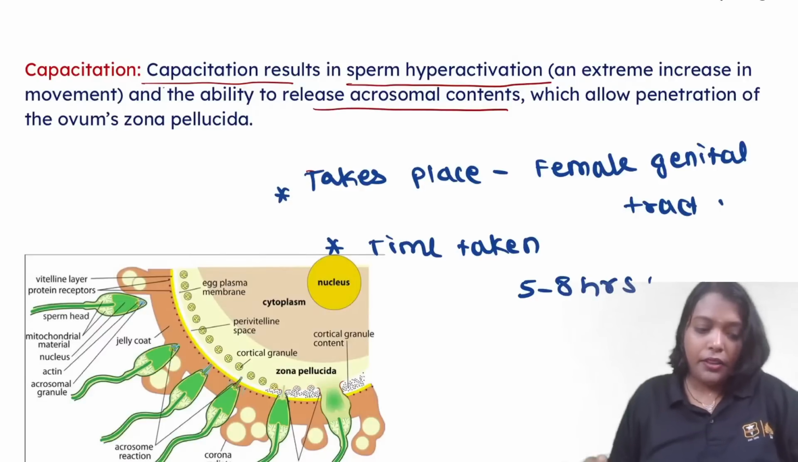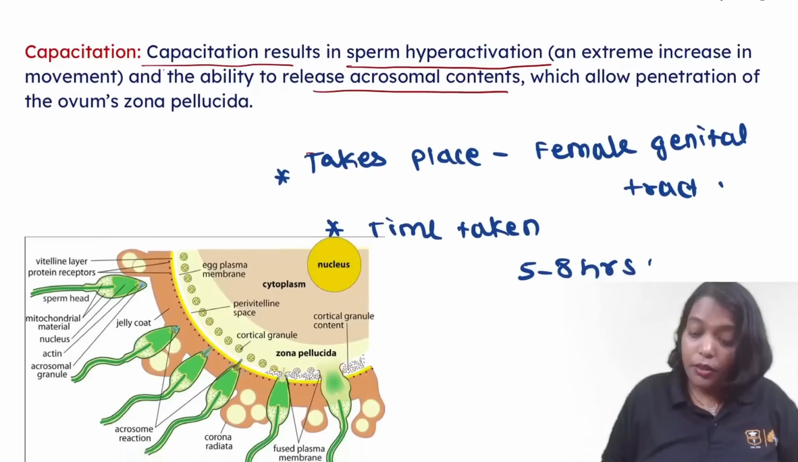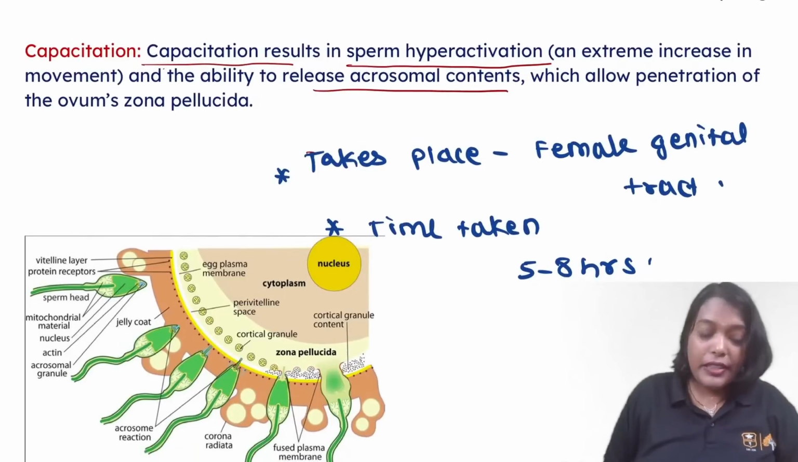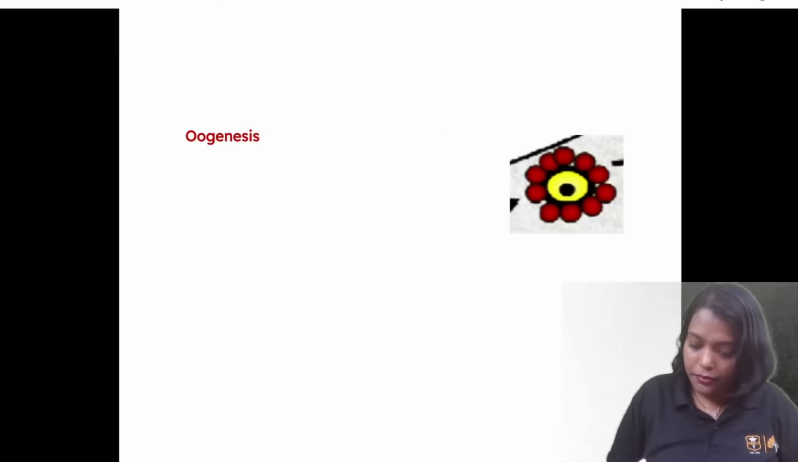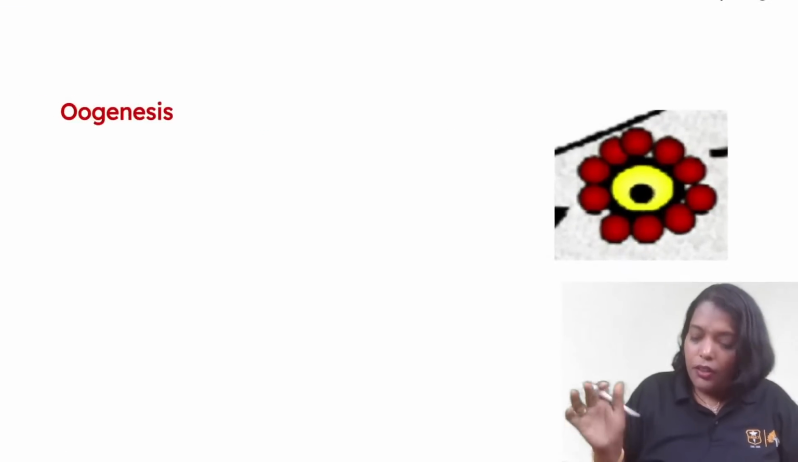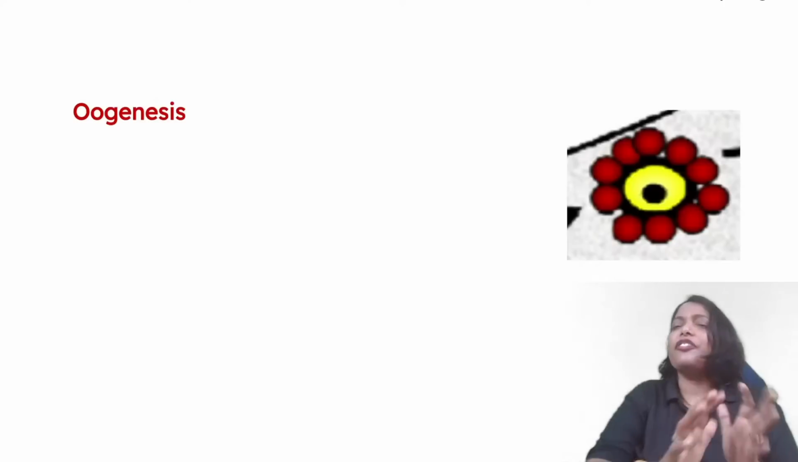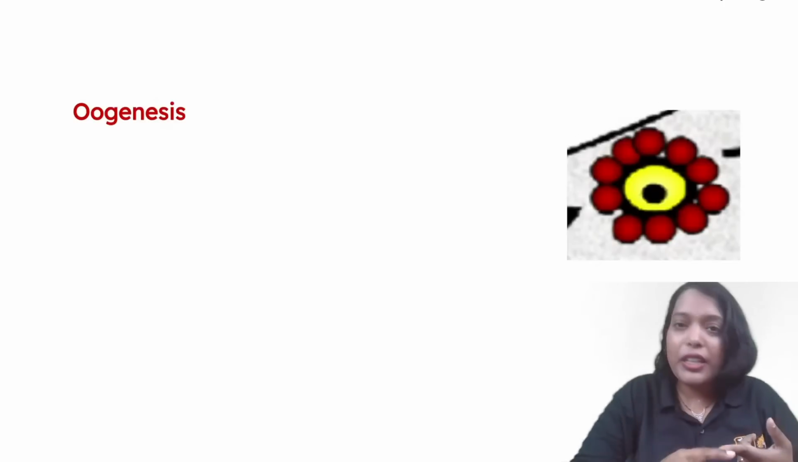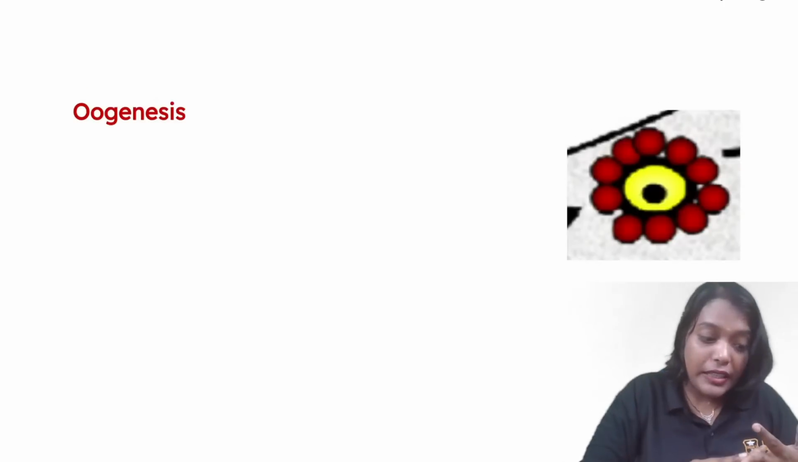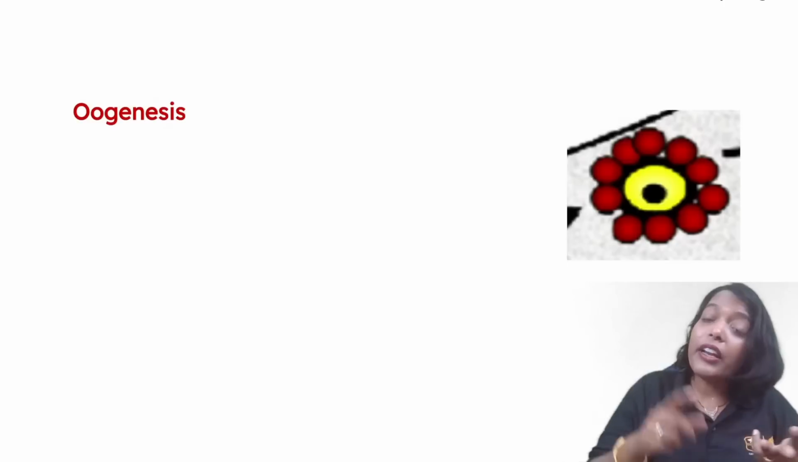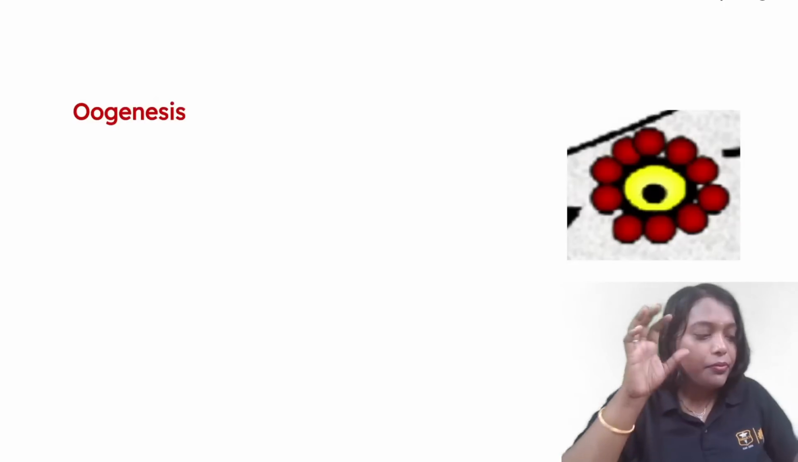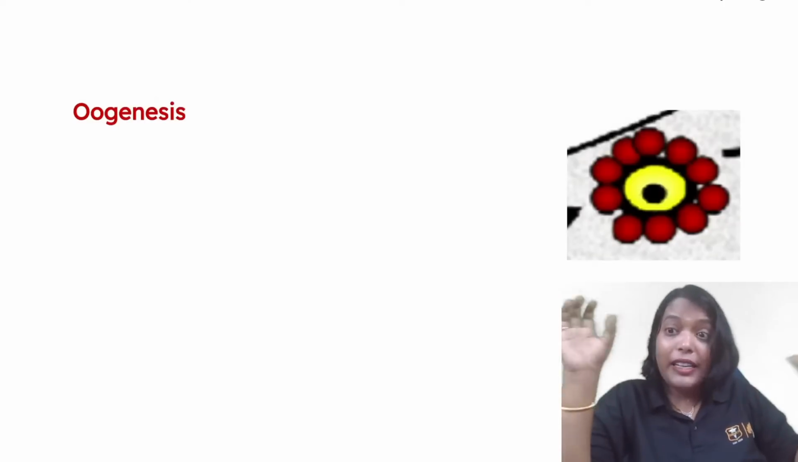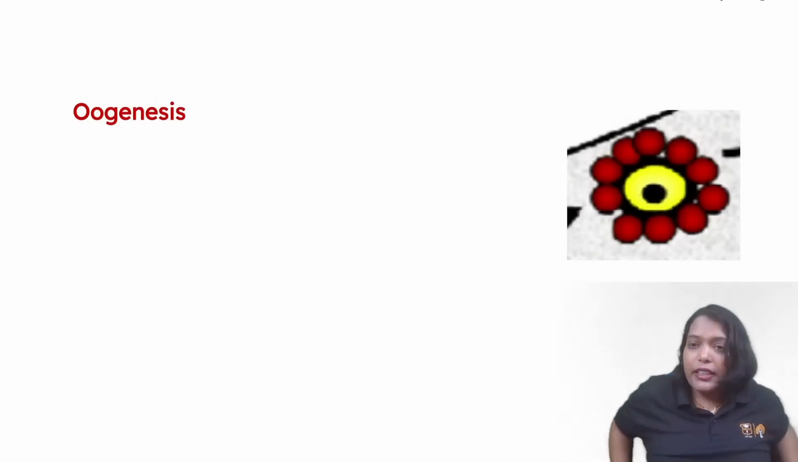Okay. So next, coming to oogenesis. Now we are going to discuss oogenesis. There is a lot of confusion among students about what is oogenesis, what is folliculogenesis, and what is the follicular phase of the ovarian cycle. So I will tell you guys, all these three things are different.